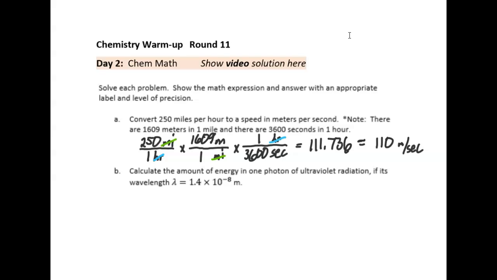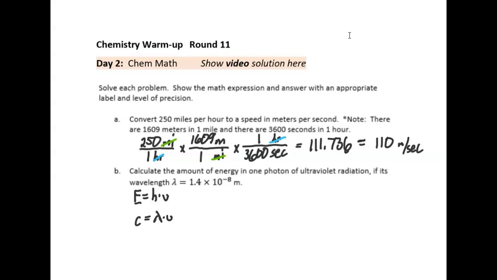Question B, calculate the amount of energy in 1 photon of ultraviolet radiation given its wavelength. The formula to find energy is E equals h times nu, where h is Planck's constant and nu is the frequency. This question doesn't give us the frequency. It gives us the wavelength lambda. So we actually need to use another formula that we learned. C equals lambda times nu.